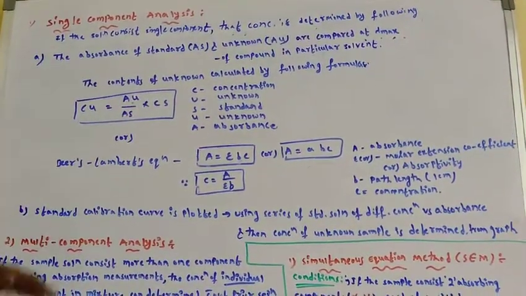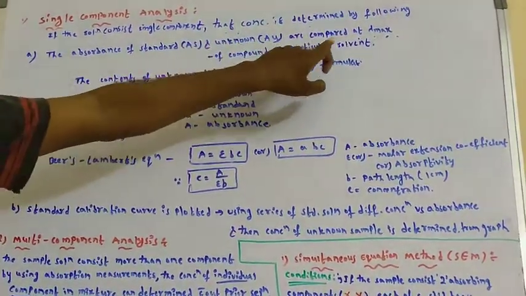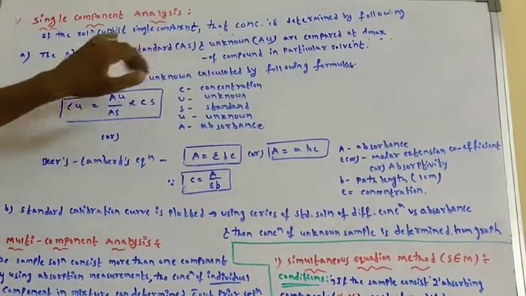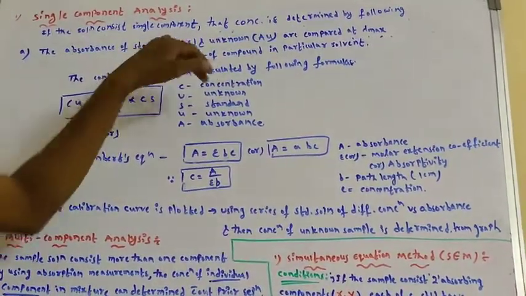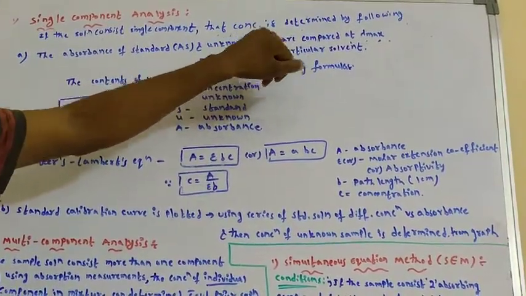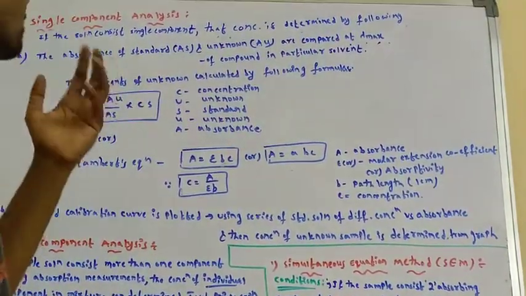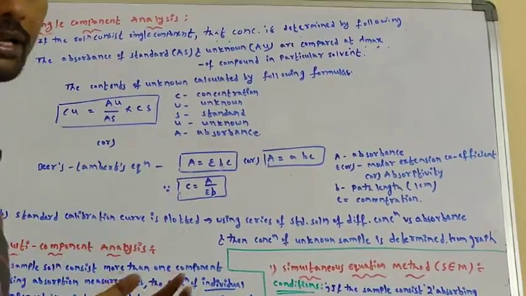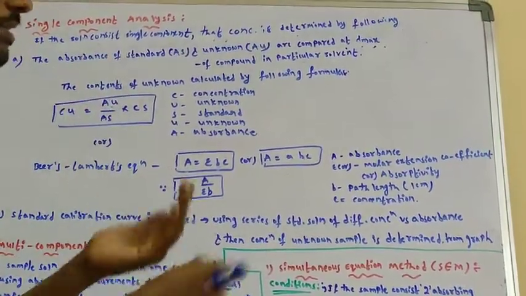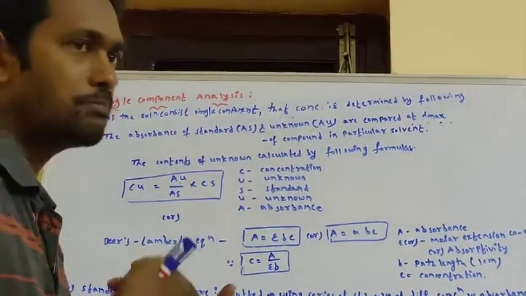Here, first, the absorbance of standard and unknown are compared at lambda max of the compound in a particular solvent. First, the absorbance of standard is denoted as AS, and the absorbance of unknown is denoted as AU. U means unknown, S means standard. Every compound has its own lambda max. This time we are comparing our unknown sample with the standard sample at the lambda max in a particular solvent.